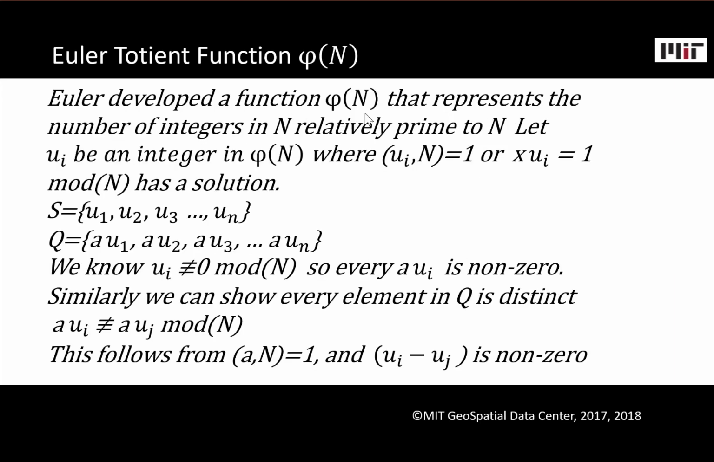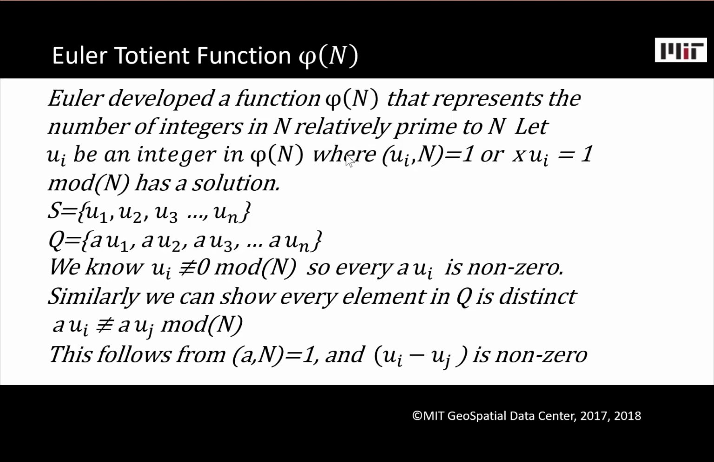Now, Euler developed a function. He said, let's suppose we have the numbers up to n, then let's count how many numbers are relatively prime with respect to n. So if n was a prime number, there'd be n minus 1. So he called this function the Totient function. So the Totient function for a prime number n is just n minus 1.